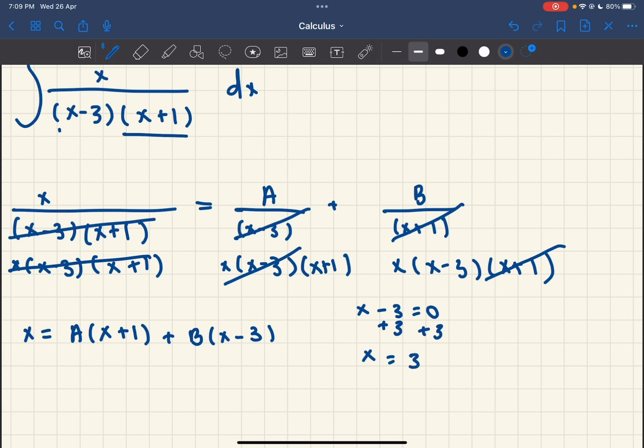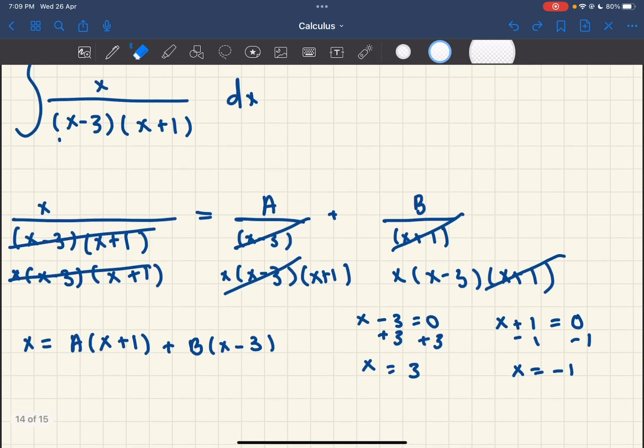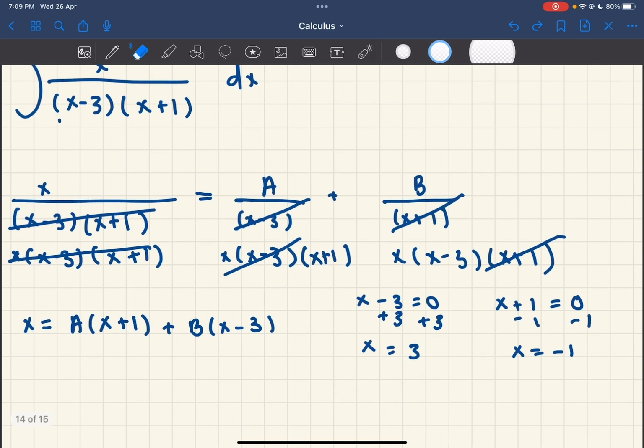Then we're going to do the same with the next bracket. We set x plus 1 equal to 0 so we can solve for x. Here we're going to minus 1 and minus 1, and then x is going to be minus 1. Now that we have that, we're going to substitute the first x and then the second x, so we are able to find what A and B are, so we can substitute them into the partial fractions.